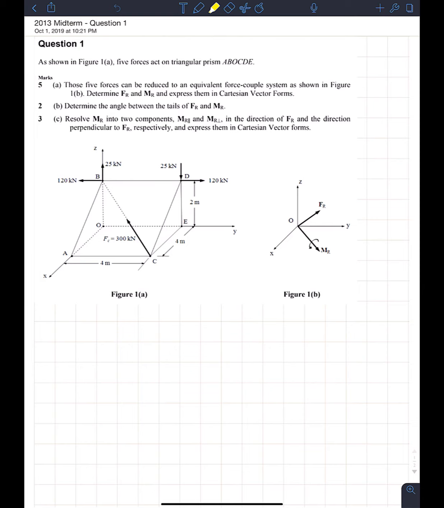So question 1 is kind of iffy, if you ask me, because it does involve some force reduction, which will not be on the midterm. But it's a good idea to see how we get to some of that force reduction, because force reduction involves a lot of taking moments, finding position vectors, stuff like that, and that will be on the midterm. And especially question 2, where it says the angle between two vectors. That's very, very important, because even though force reduction may not be on the midterm, angle between two vectors is completely fair game.